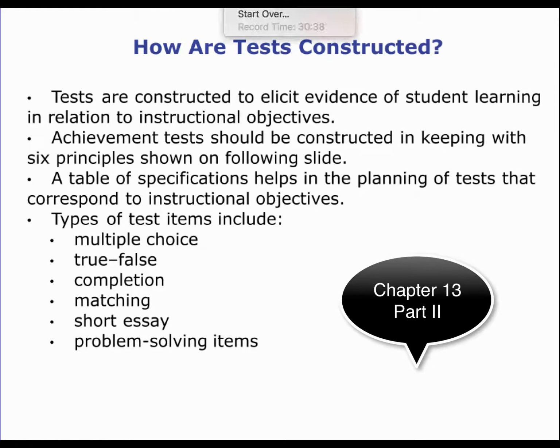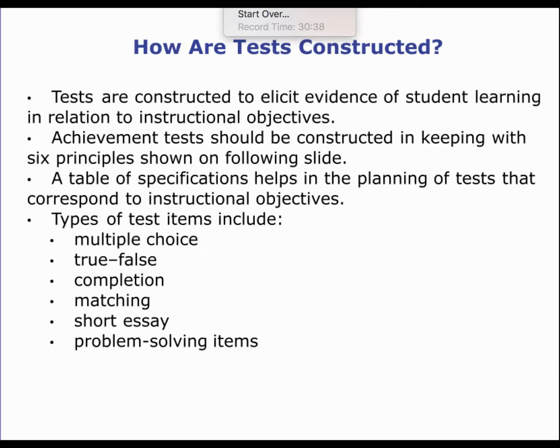And when we look at test construction, there's a few things that we really want to look at. Tests are constructed to elicit evidence of student learning in relationship to specific instructional objectives. Achievement tests, which are ones that are looking at how well you achieved, should be constructed in keeping with 6 principles shown on the next slide.